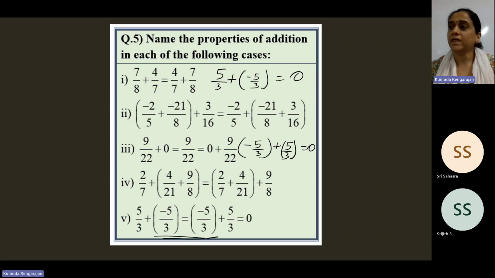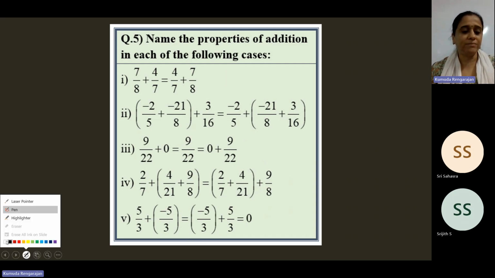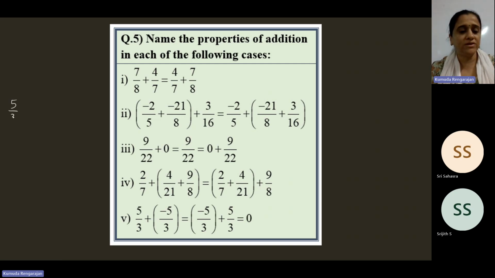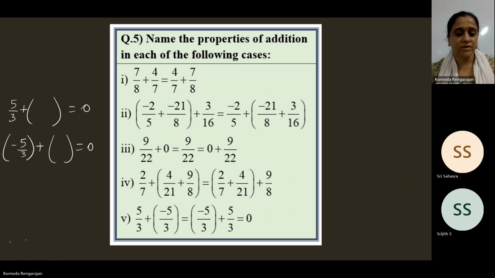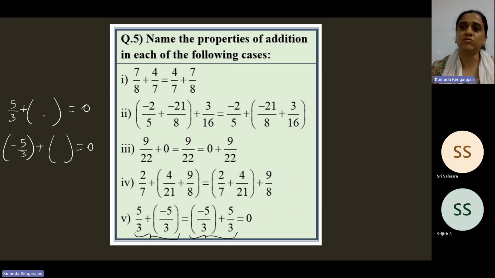So it's the additive inverse property. You should split this and see. We'll write both. What you see there is 5 by 3 plus what is 0, minus 5 by 3 plus something is 0. These are the two things you see here. This one I've written separately. Can you see this? 5 by 3 plus what will be 0? And minus 5 by 3 plus.